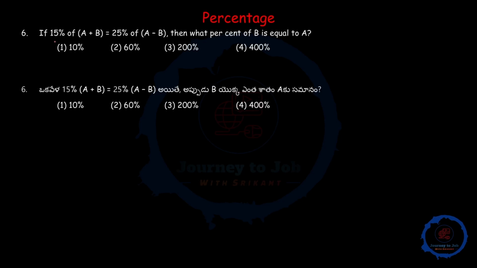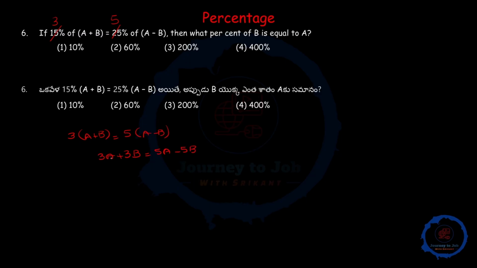Now question number 6. If 15% of A plus B is equal to 25% of A minus B, then what percent of B is equal to A? So we can directly cancel 5 3 ja and 5 ja. Percentage also we will cancel. So what will remain out of this? 3A plus B is equal to 5A minus B. So 3A plus 3B is equal to 5A minus 5B.